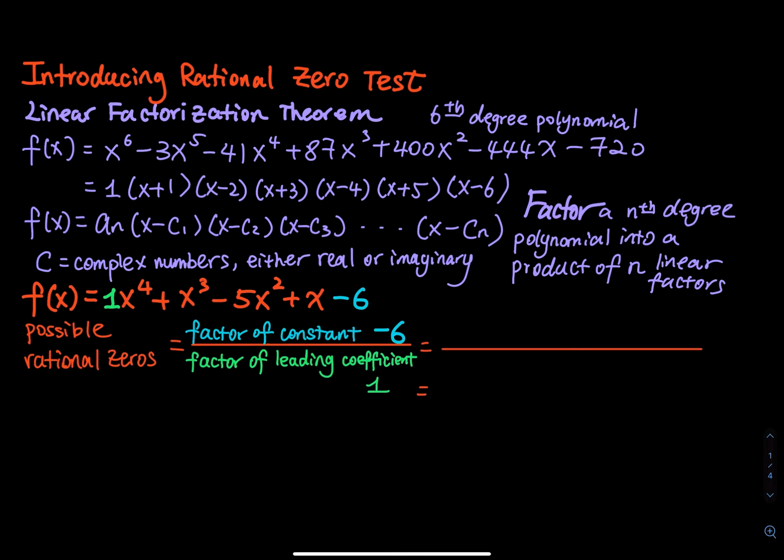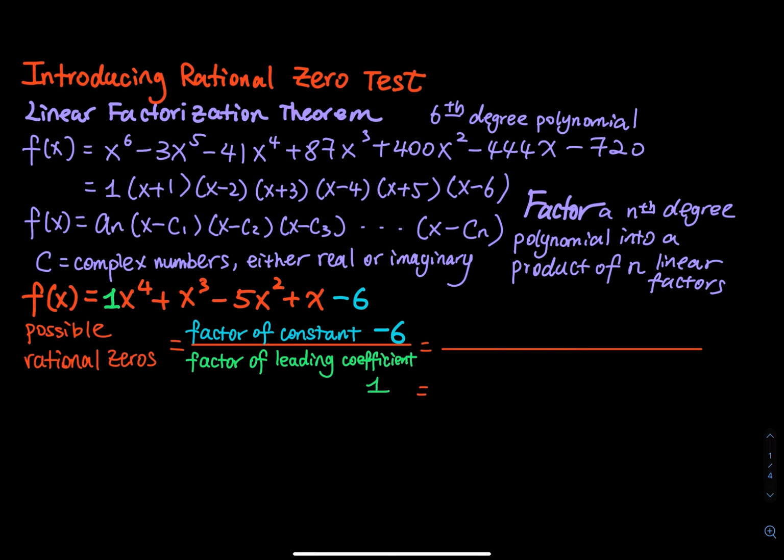So the example I gave you is f of x equals x to the 4th minus x to the 3rd minus 5x squared plus x minus 6. I would like you to factor this first, factor this 4th degree polynomial, and then set that equal to 0 to find the zeros of this function. What does zero mean? A zero of a function means the x-intercept. When x is equal to this number, y is equal to 0. So that is what I mean by zero.